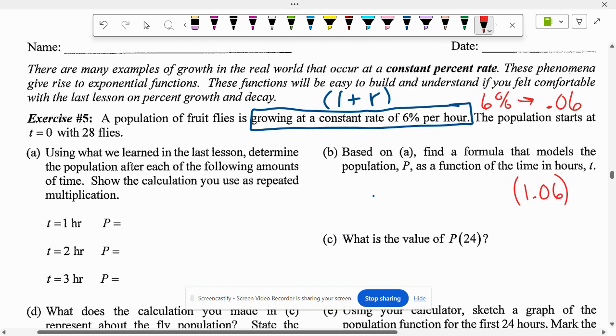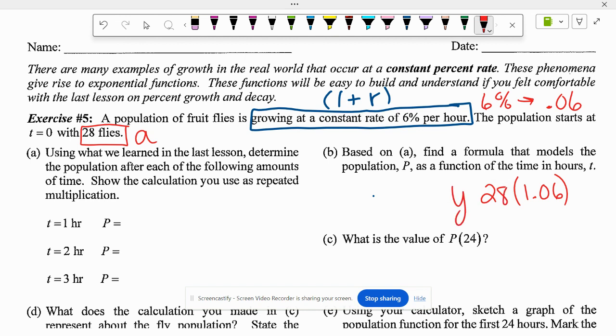It says that the population starts when time is 0 with how many flies? How many are we starting with? What's our initial value? 28. That's A. So your function is y equals 28 parenthesis 1.06 to the power of t. That's the exponential function for this.